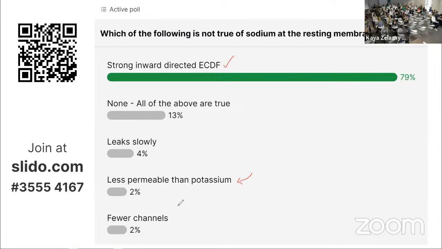So at rest, our membrane is way less permeable to potassium. We also, well, that's also directly related to this fewer channel split, right? So sodium is experiencing that lower permeability of the membrane because it has fewer channels. And that's also tied to this third thing, right? So we have a slow leak for sodium because the membrane has low permeability to sodium because there are fewer channels open. So all of this is actually factually true.